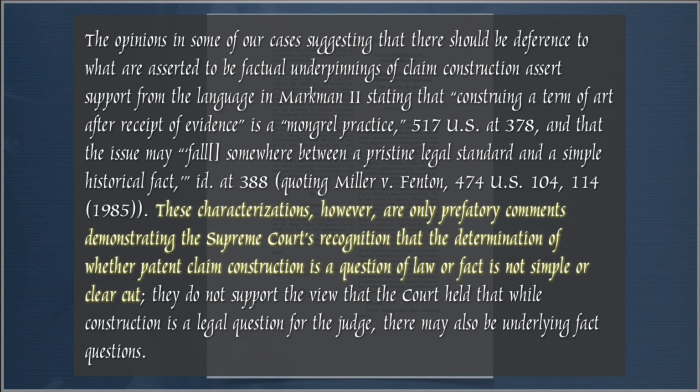Right? And so the court says this: the opinions in some of our cases suggesting that there should be deference to what are asserted to be factual underpinnings of claim construction assert support from the language in Markman 2 stating that construing a term of art after receipt of evidence is a mongrel practice, and that the issue may fall somewhere between a pristine legal standard and a simple historical fact. These characterizations, however, are only prefatory comments demonstrating the Supreme Court's recognition that the determination of whether patent claim construction is a question of law or fact is not simple or clear-cut. They do not support the view that the court held that while the construction is a legal question for the judge, there may also be underlying fact questions.